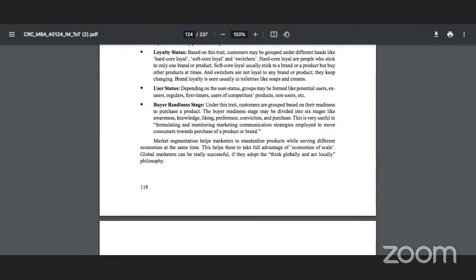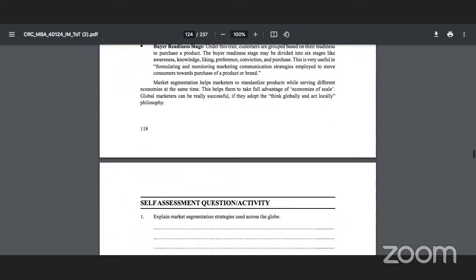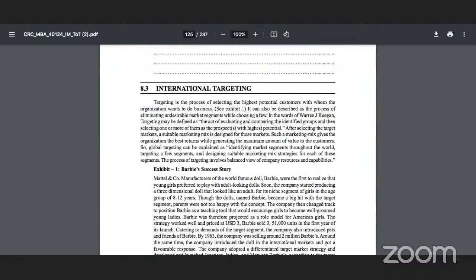Market segmentation helps marketers to standardize products while serving different economies at the same time. This helps them to take full advantage of economies of scale. And global markets can be very successful ground for marketers if they adopt the think globally and act locally philosophy. Now, let us look in terms of international targeting. Targeting is the process of selecting the highest potential customers. When we are talking of highest potential customers, we are talking in terms of people who have the largest opportunity for the company with whom they can do business. So the organization is looking at people who have the highest potential.